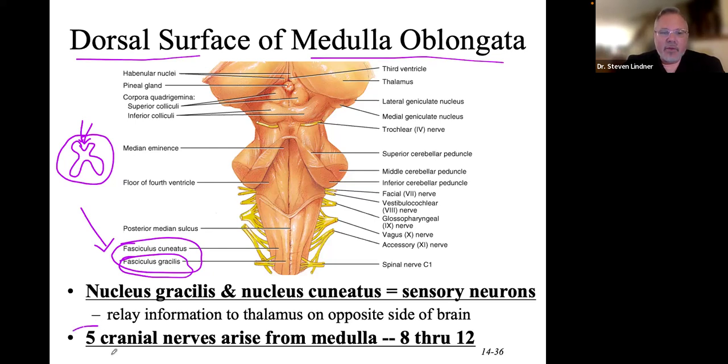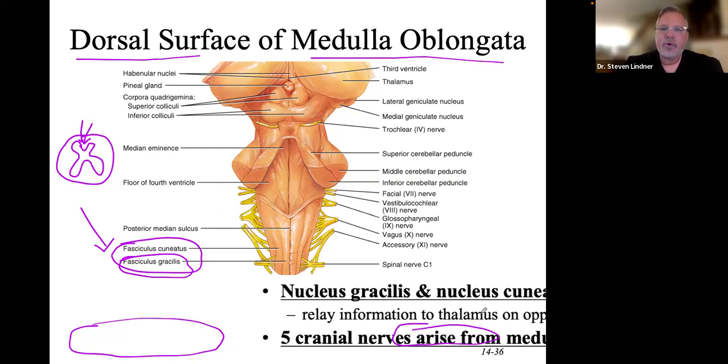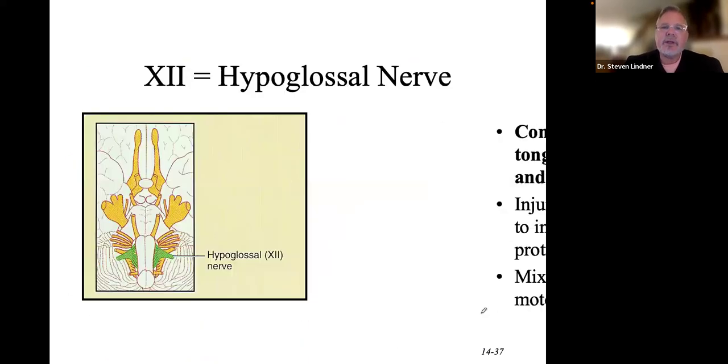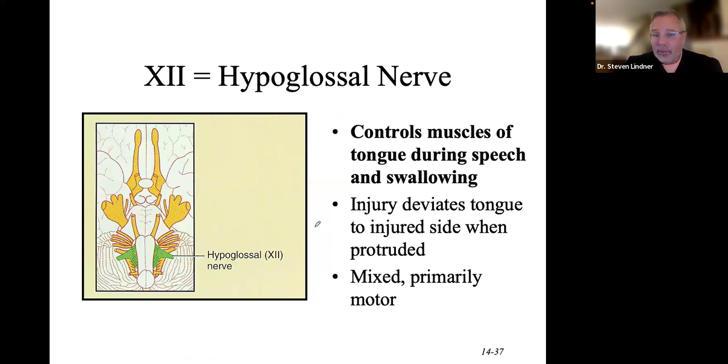The 5 cranial nerves that originate are cranial nerves 8 through 12, but you need to be familiar with them in Roman numeral. You typically won't see them written this way on an exam. You'll have to be familiar with them by Roman numeral. So if we look at cranial nerve 12, cranial nerve 12 is the hypoglossal. Glossal means tongue. It's going to control the muscles of the tongue during speech and swallowing.